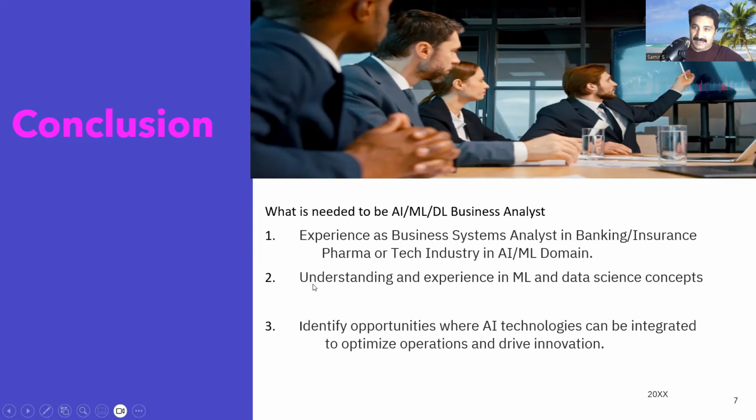The second one I understand is understanding and experience in ML and data science concepts. You should have some understanding and experience in ML as well as data science concepts. That is important. Third one is identify opportunities where AI technologies can be integrated to optimize operations and drive innovation. What is this? Identify opportunities where, let's say there is already an application and it's working fine. Now, as a business analyst, you should be able to identify opportunities where AI technologies can be integrated to optimize operations and drive innovation. So you should be familiar with the AI tools.